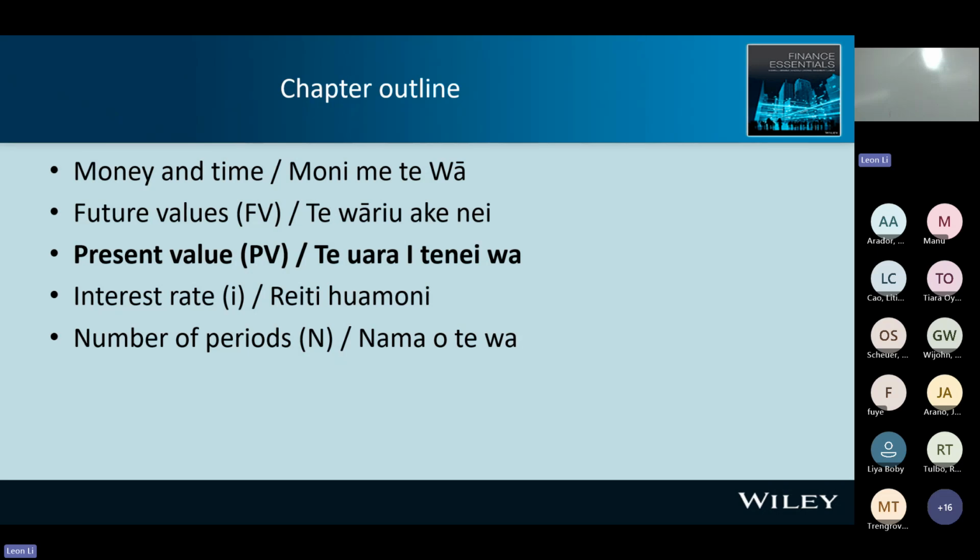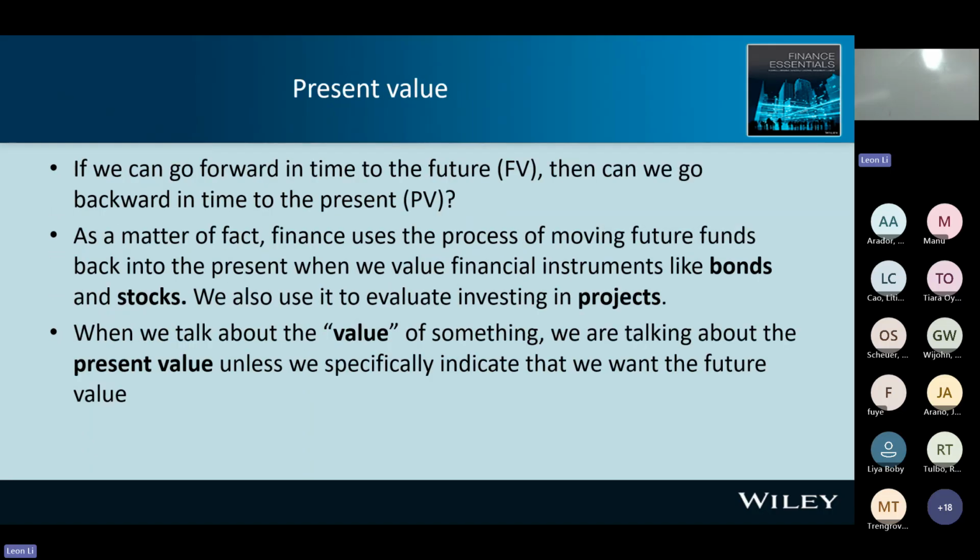Next, we discuss the future value. When I see the future value, I know it is the later money on the timeline. Right? So next is our present value. When I see the present value, it is the earlier money on the timeline. All right. Okay, so let's follow our PowerPoint slide. You can see the next slide, the present value. We can go forward in time to the future value, FV. Then can we go backward in time to the present value? The answer is yes.